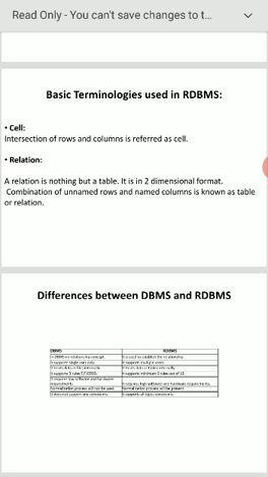Next, Boyce-Codd normal form is there. It is an advance of third normal form. It is just like a third normal form, but more than that, it will maintain the super key. But 3NF will maintain the primary key.